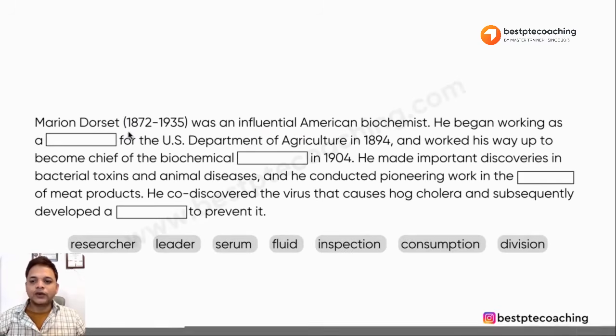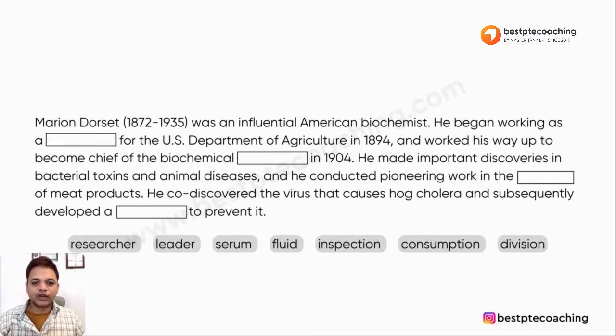Give you time. Now read the first line. Madison Dorset was an influential American biochemist. So it is about the person called Marion. See, here in the reading module, the moment you leave the speaking module, the Pearson test is not worried about your pronunciation at all, because your mic is not recording anything. So if you cannot pronounce it, you don't have to call it something.